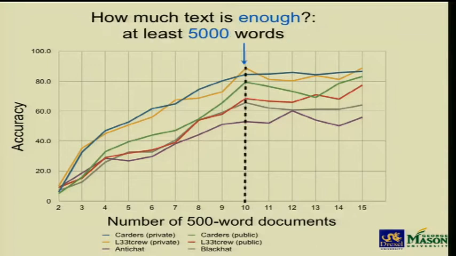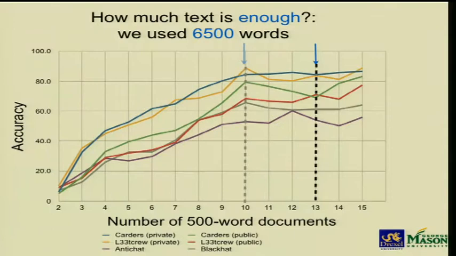And we found that after we added 5,000 words, the accuracy did not improve as much. So 5,000 words is the minimum amount of text we need from a person to correctly identify him. We used 6,500 words because 6,500 words is a golden standard for writing style analysis.